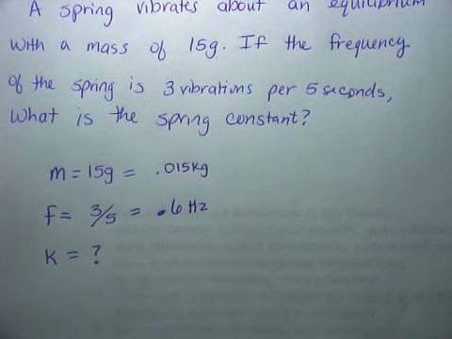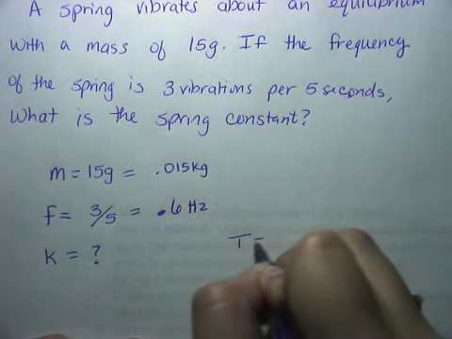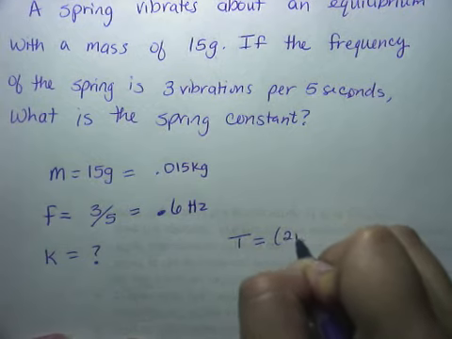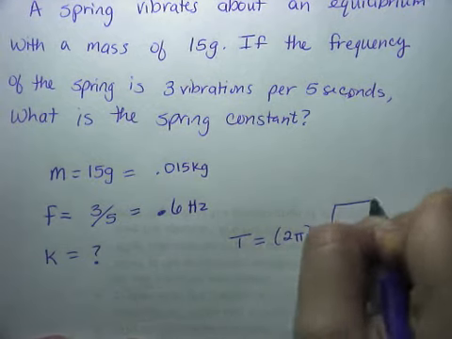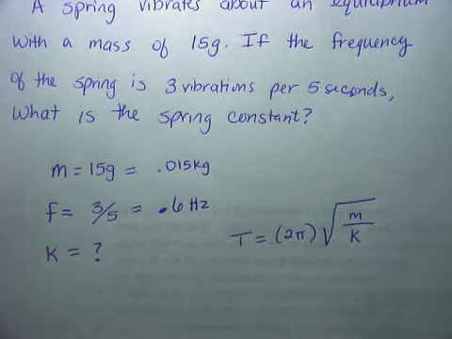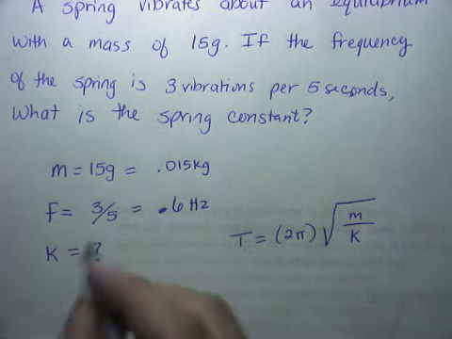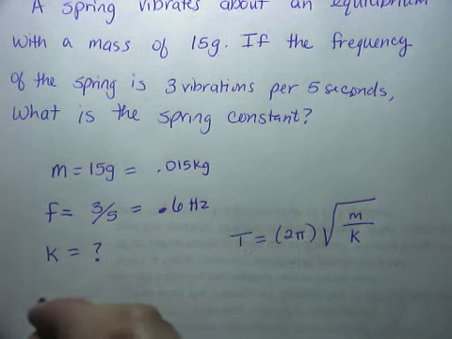Because this is a spring, I'm going to use the simple harmonic equation, which states that the period is equal to 2 pi multiplied by the square root of the mass divided by the spring constant. We are not given the period, so I'm going to take one additional step to calculate it, using the frequency. Period is equal to 1 over f.